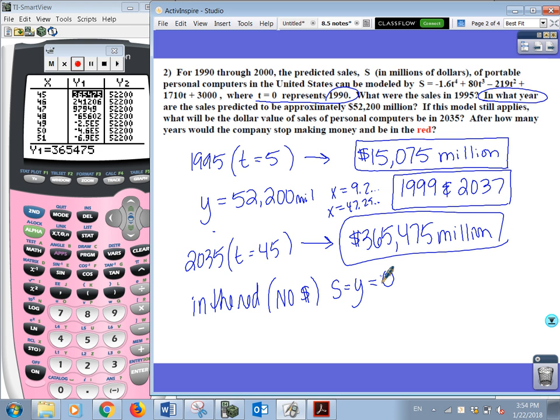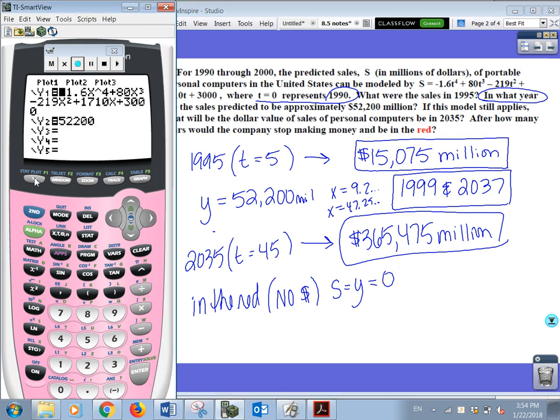So just like the problems we did in the last unit, when does the ball hit the ground? The height is 0. Now, S is the amount of money you have, or the sales. So we want to know when we're in the red, we don't have any more money. So instead of when is it 52,200 million, now we want to know, when is it 0? And I'm going to change my window back to, let's go y max of, I don't know, we'll just go 10. And graph that.